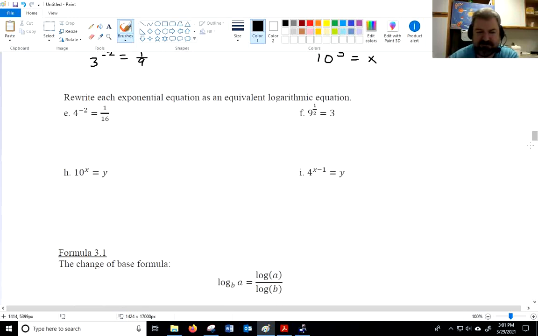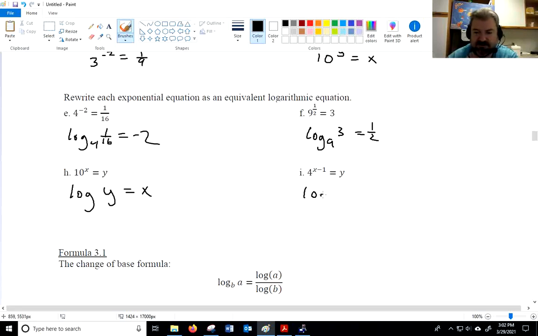Let's try again, this time going backwards. The log, what's the base here? 4. What's the argument? 1/16. The log base 4 of 1 over 16 is negative 2. And the log base 9 of 3 is 1/2. The log of y is x. The log base 4 of y is x minus 1.